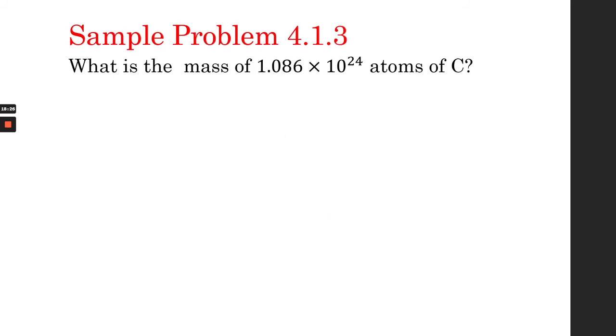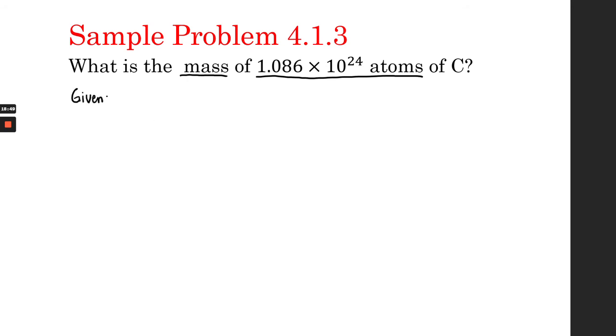Let's go on and continue with our problem. What is the mass of 1.086 times 10 raised to 24 atoms of carbon? So this time I'm looking for the mass of the carbon and they gave me the number of atoms I have. This is where I need to use Avogadro's number.